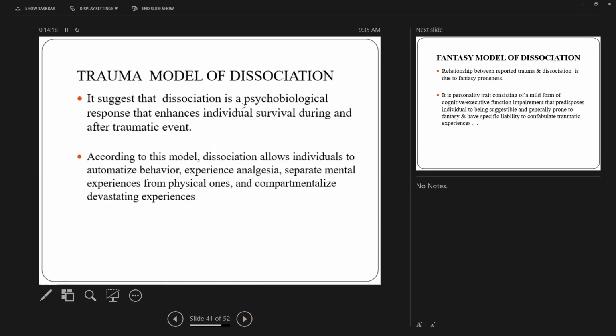Now, there is the trauma model of dissociation, which suggests that dissociation is a psychobiological response that enhances individual survival during and after a traumatic event. According to this model, dissociation allows the individual to automatize behavior, experience analgesia, separate mental experience from physical ones, and compartmentalize devastating experience.